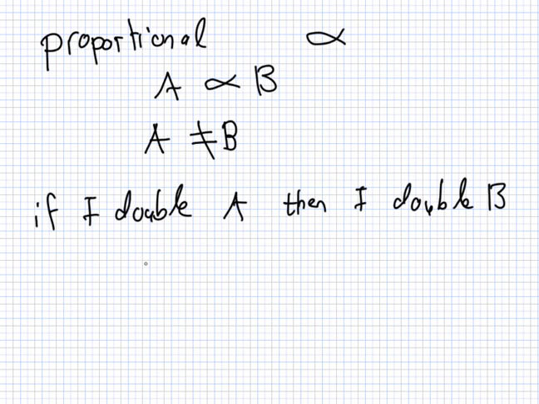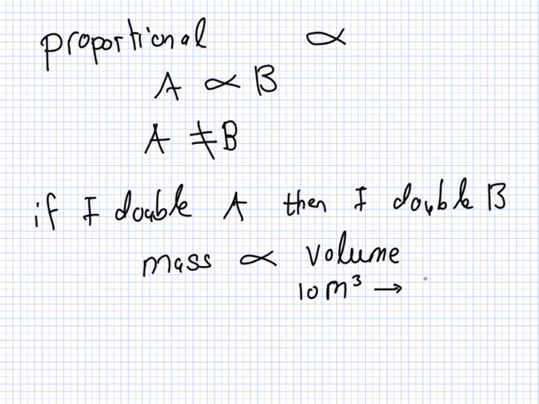So an example might be, for example, mass is proportional to volume of a gas, an object, a person, whatever. So you have this idea that if you make the volume go from 10 meters cubed to 20 meters cubed, if the mass was 5 kilograms, then you expect this mass now to be 10 kilograms.